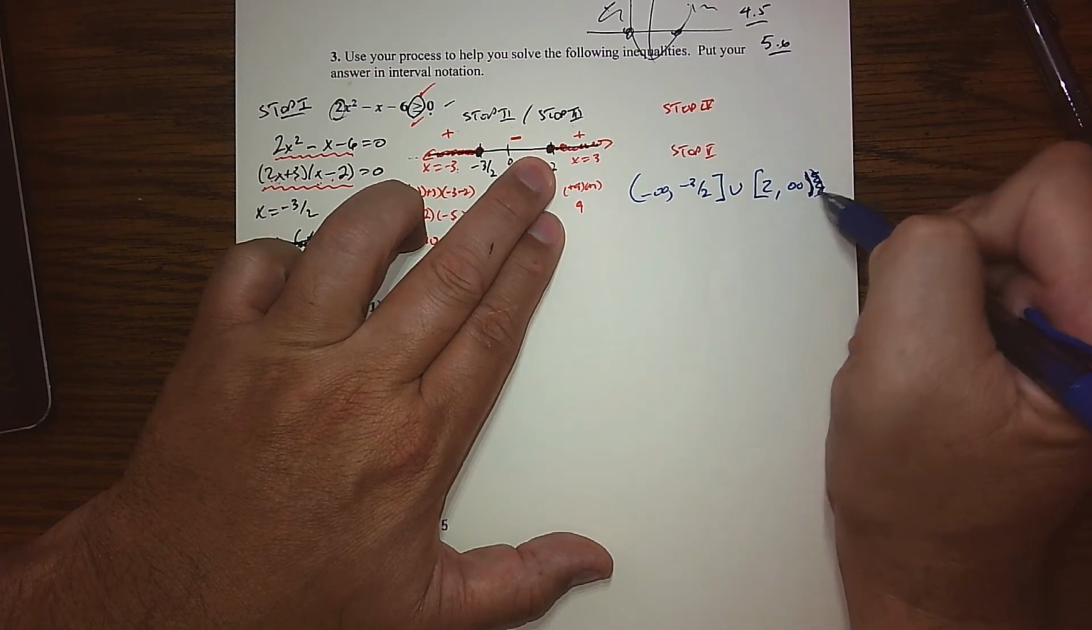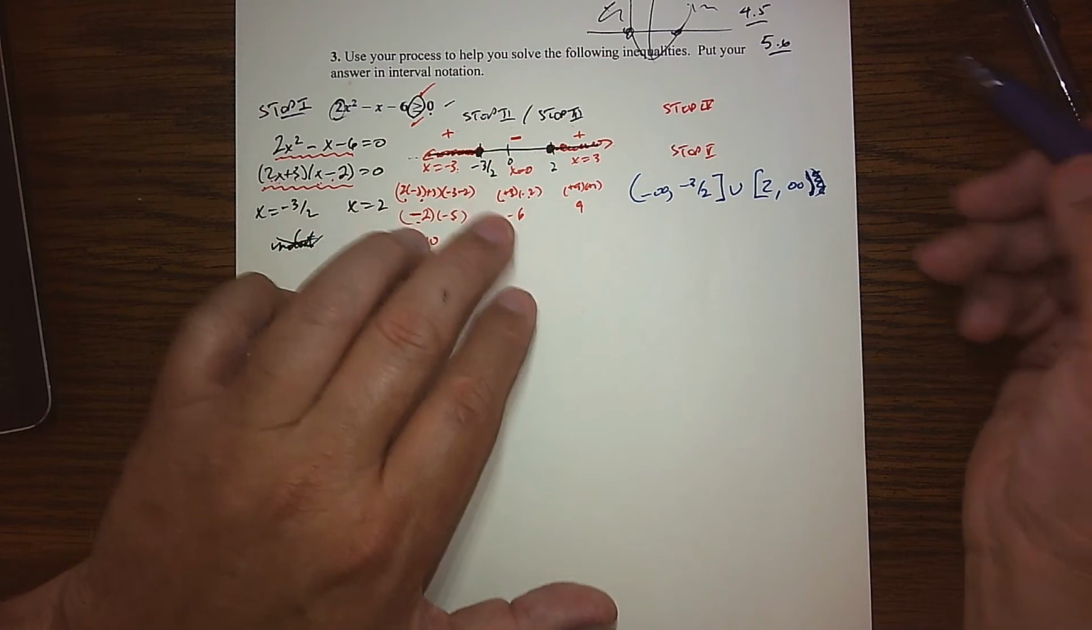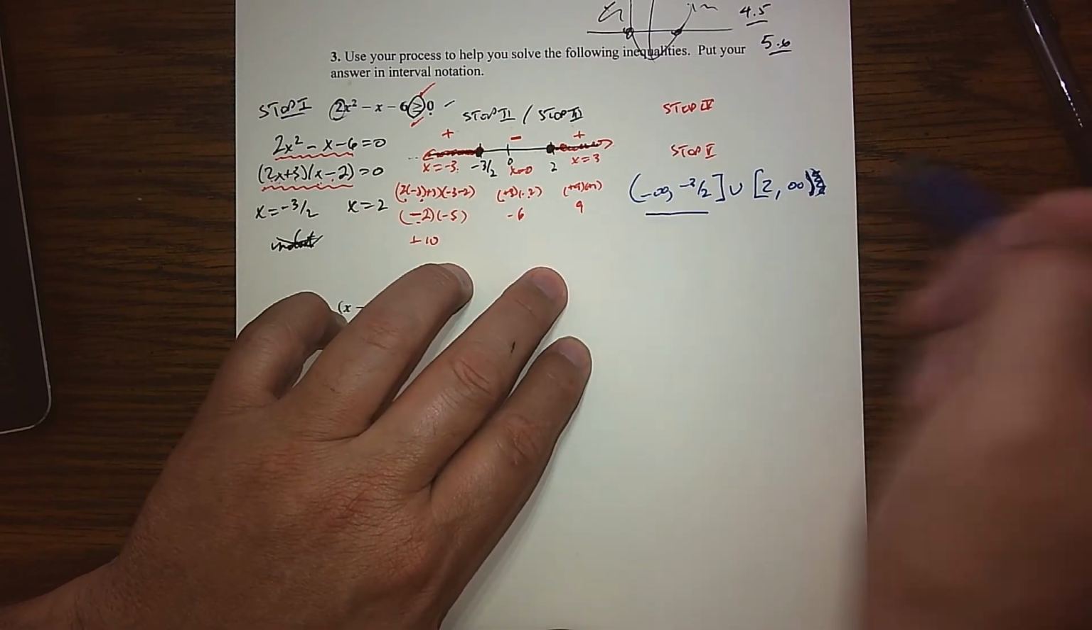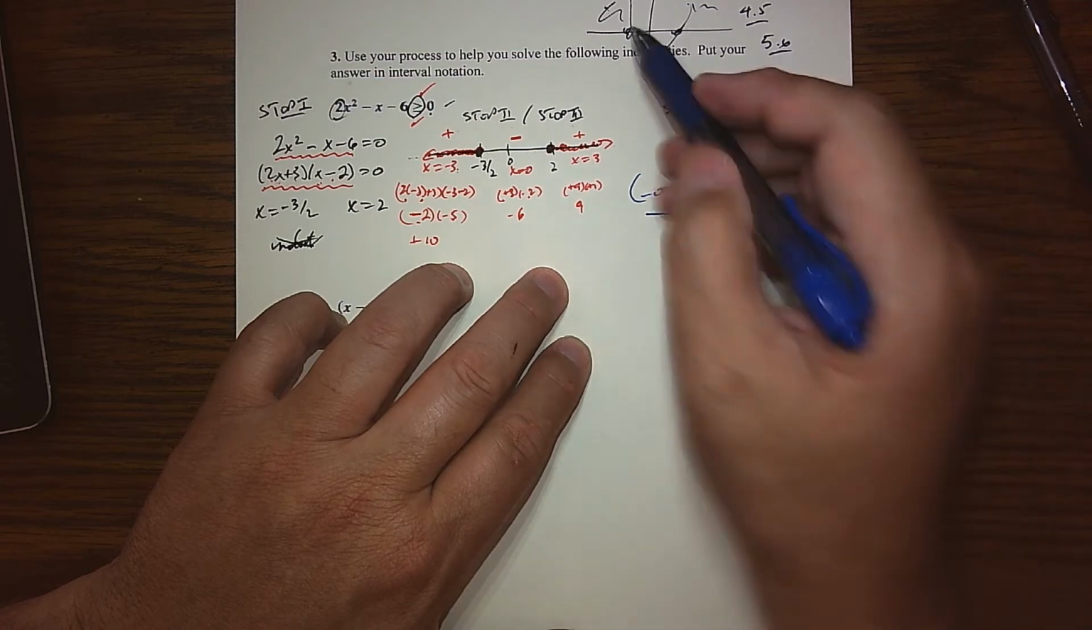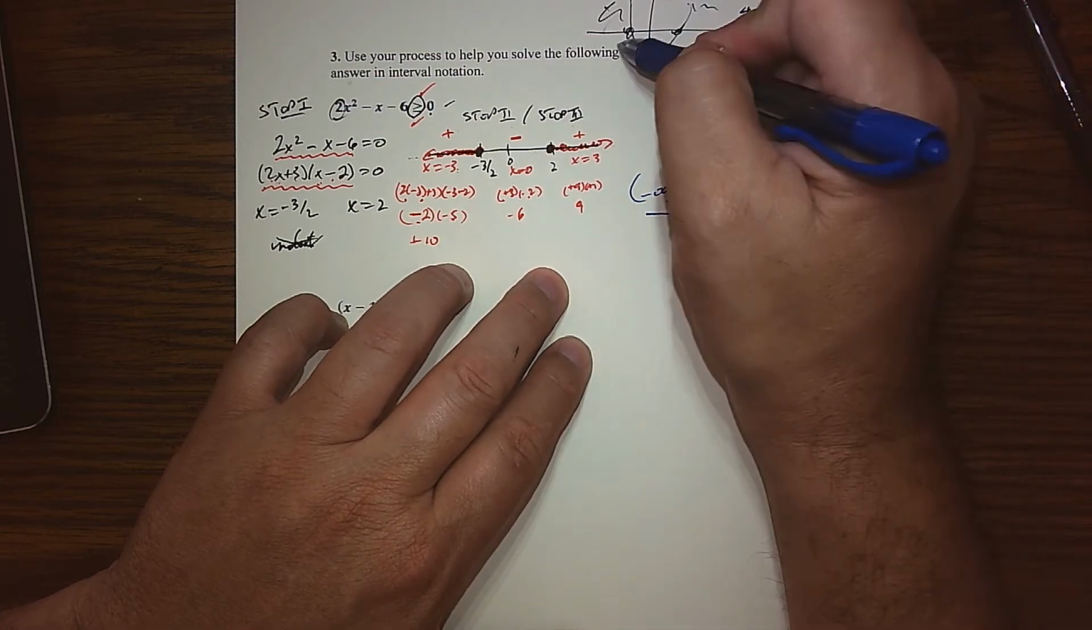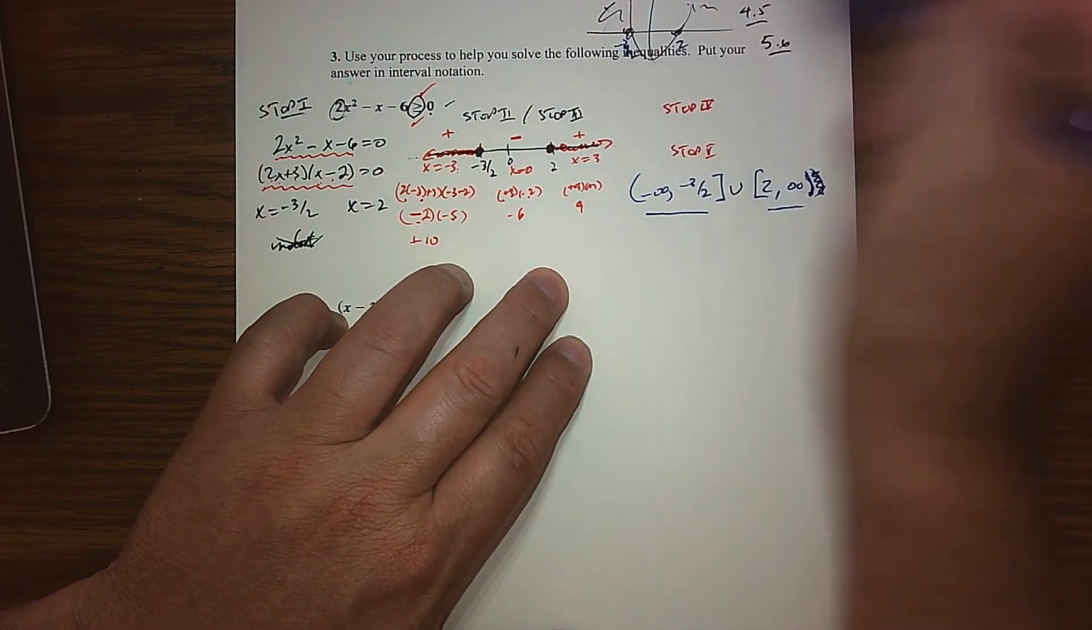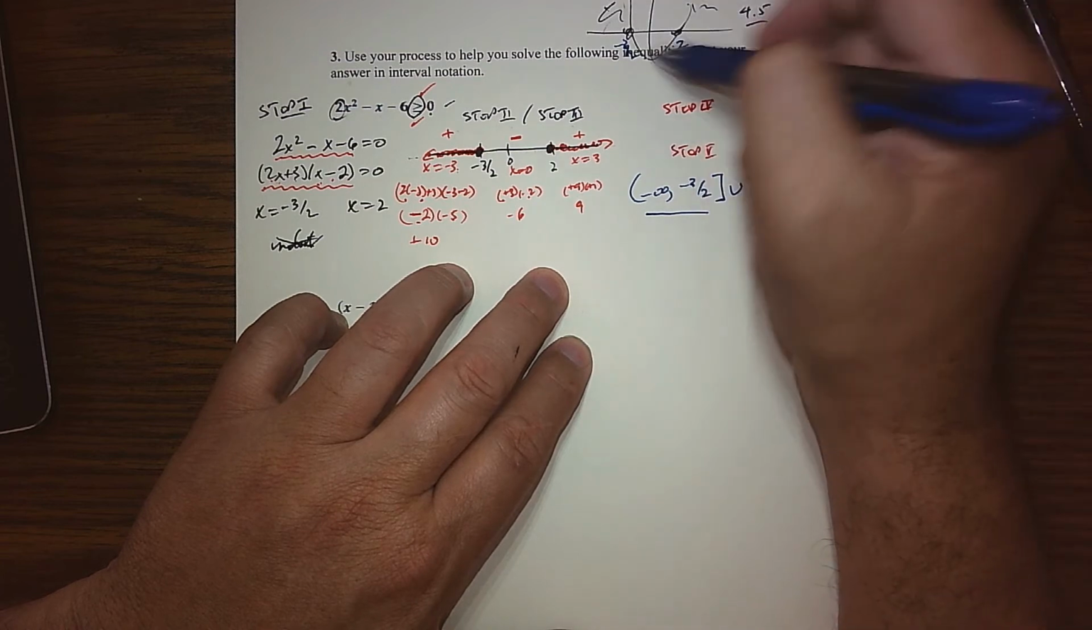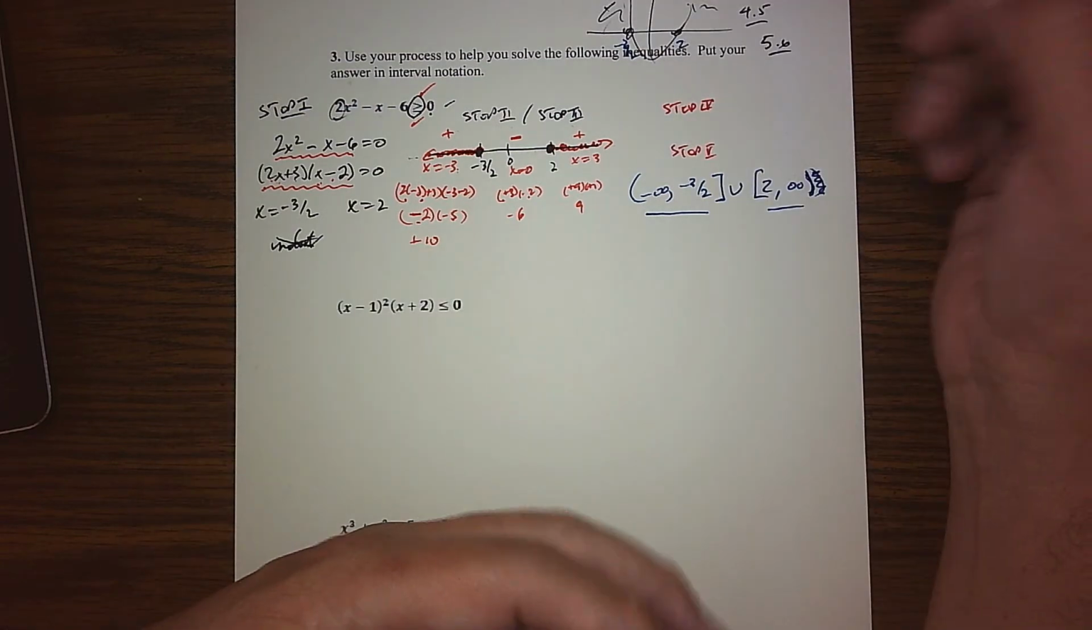That should be there. So when we look at this graph, when x is less than or equal to negative 3 halves, or when x is greater than or equal to 2, the graph is going to be above the x-axis. So there's negative 3 halves, and there's 2, and you can almost get a feel for the graph.